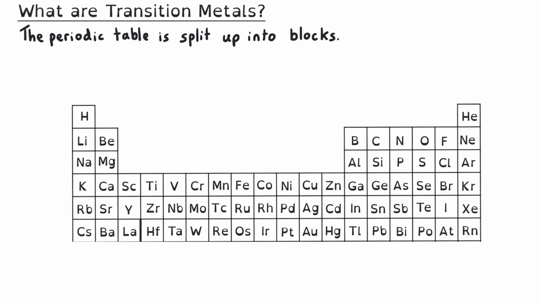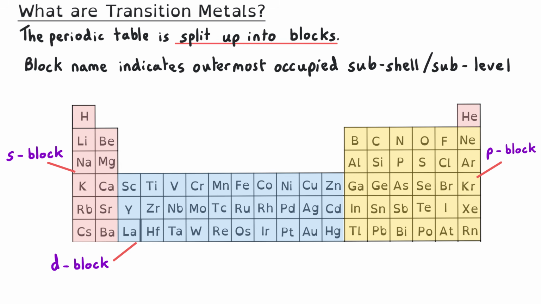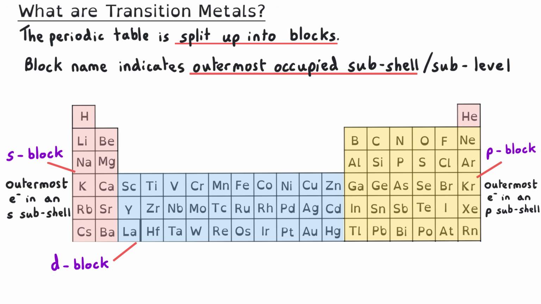The periodic table is split up into different regions called blocks, and these blocks are called the S, P, D and F blocks. They take their name from the outermost occupied subshell, or sometimes called sublevel. So for all of the elements in the S block, their outermost electrons are in an s orbital. If an element's outer electrons are in a p subshell, they are in the p block.